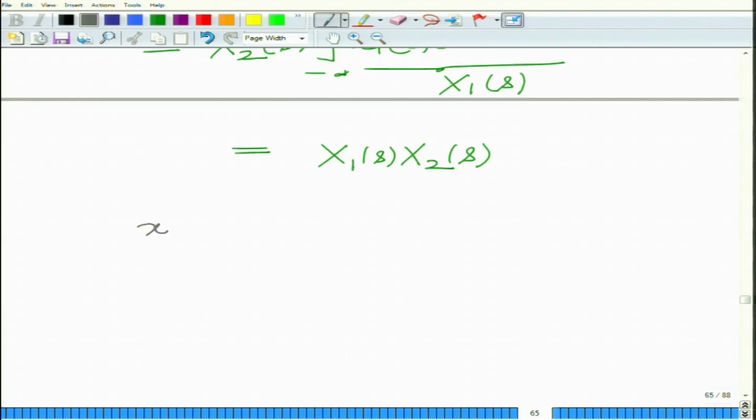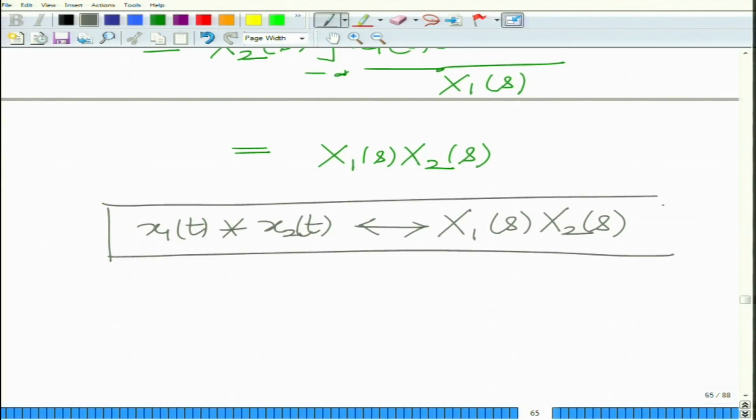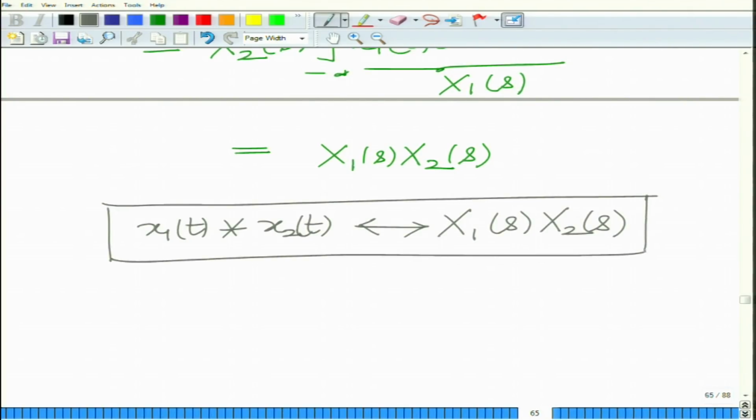So, basically the result that we have is that if we convolve x1(t) with x2(t), the Laplace transform is given by the product of the Laplace transforms, that is x1(s) times x2(s), and this is a very interesting result. So, x1(t) convolved with x2(t) has Laplace transform x1(s) times x2(s). So, convolution in time is equivalent to taking the product in the transform domain, that is the Laplace domain.